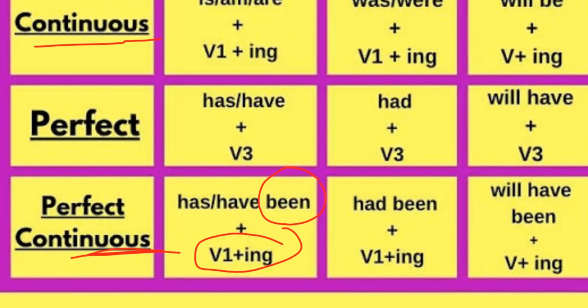What will we add? Has or have as helping verbs plus been, B-E-E-N, been plus verb plus ing. They have been doing their homework. Okay. Have been doing is nothing but present perfect continuous tense. So we added been over here.